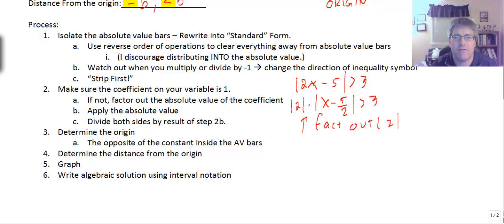You might have to factor out the absolute value of the coefficient on x. Then we would apply the absolute value. So the absolute value of 2 here is just 2. And then we would divide both sides by 2. Then we would determine the origin. So it's the opposite of the constant inside the absolute value. So in this case, my origin would be a positive 5/2. And then we would determine the distance from the origin.